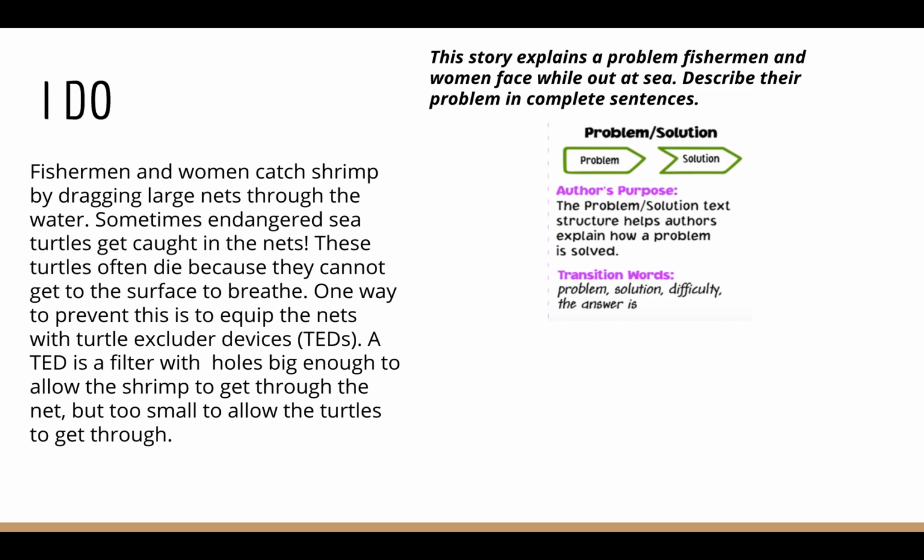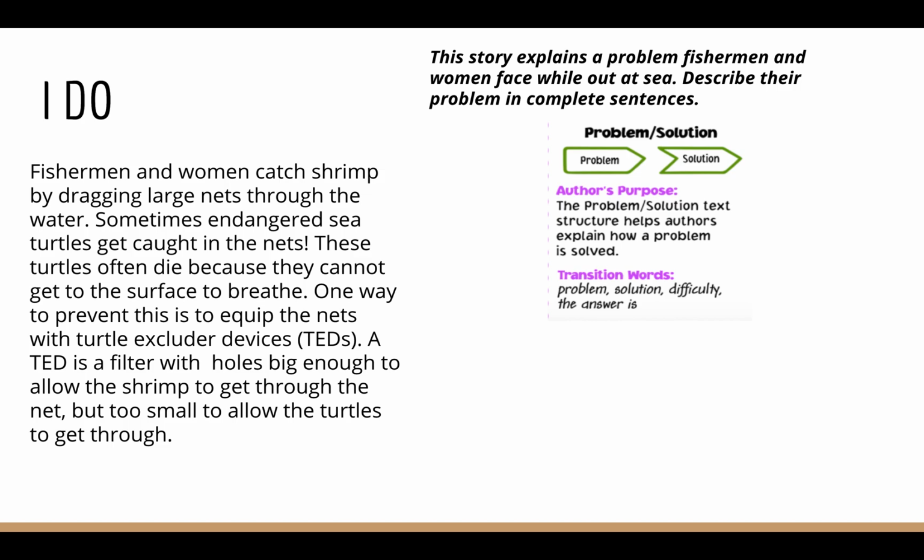We're going to look at one more example. This is another nonfiction text where I have to identify the problem, identify the solution, and describe it in complete sentences. Fishermen and women catch shrimp by dragging large nets through the water. Sometimes endangered sea turtles get caught in the nets. These turtles often die because they cannot get to the surface to breathe. One way to prevent this is to equip the nets with turtle excluder devices, or TEDs. A TED is a filter with holes big enough to allow the shrimp to get through the net, but too small to allow the turtles to get through.